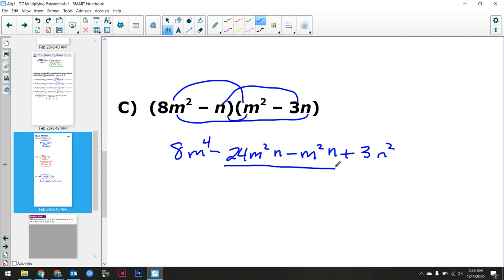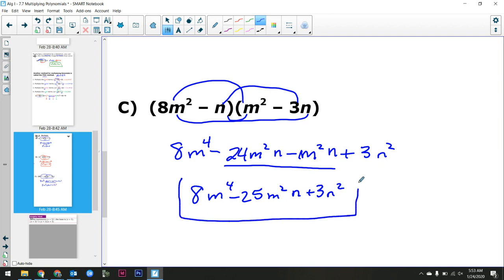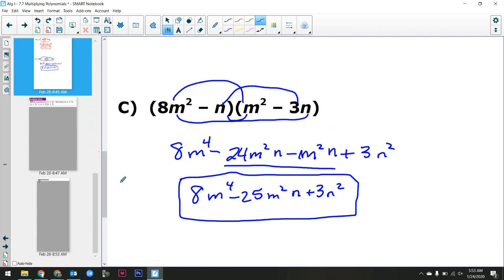So combine these two terms in the middle, 8m to the 4th, and now this is a negative 24 and a negative 1 m squared n, negative 25 m squared n plus 3n squared. That one was tricky. Ooh. All right, last two slides.